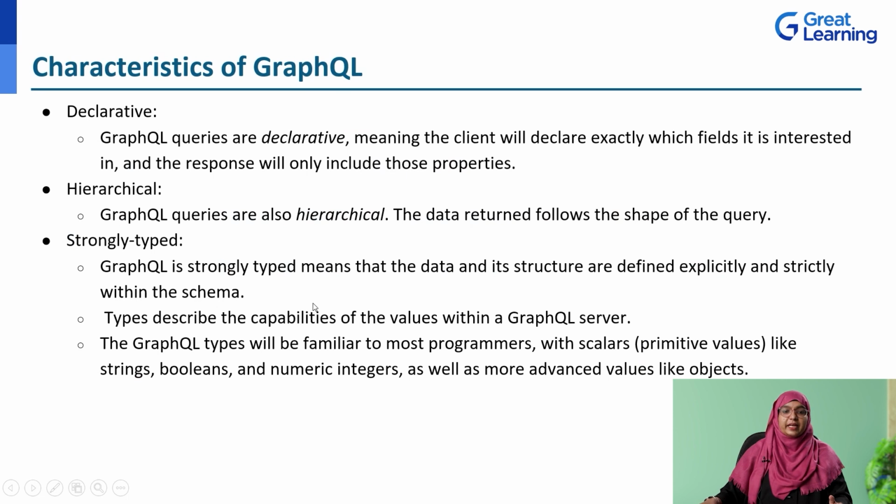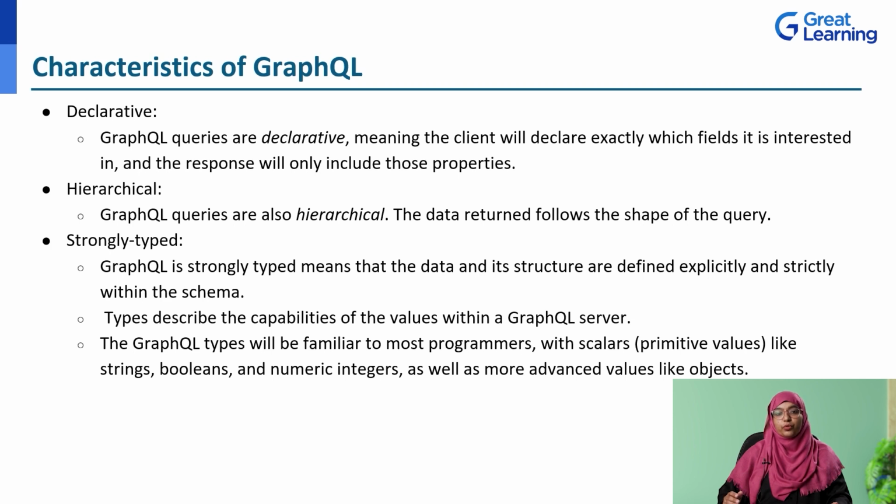Now, what are the different characteristics of GraphQL? As I already said, it is declarative. When we say declarative, the client will declare exactly which fields it is interested in, and the response will only include those properties. I gave an example, right? If the database has the data with the user ID, it is storing your name, your address, your age, your gender.